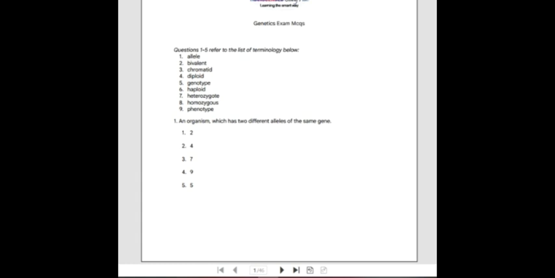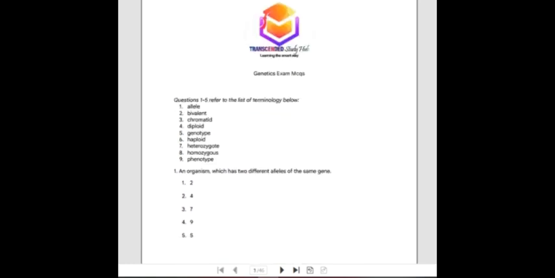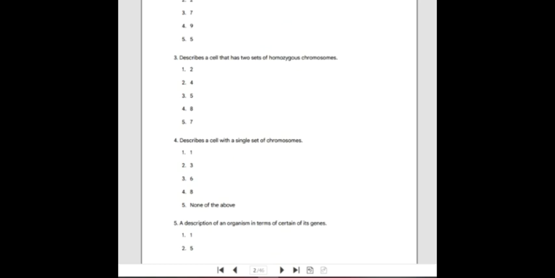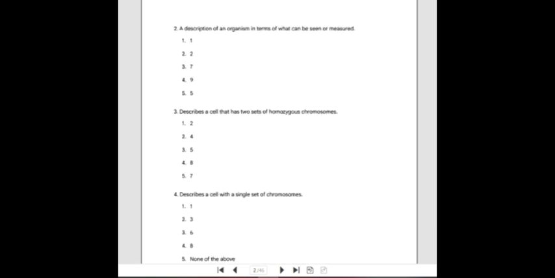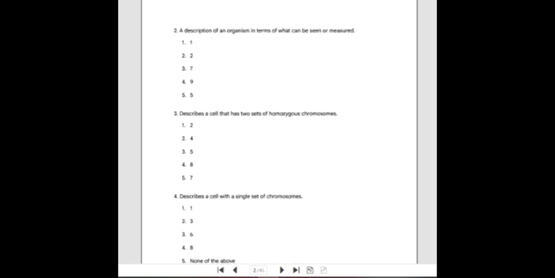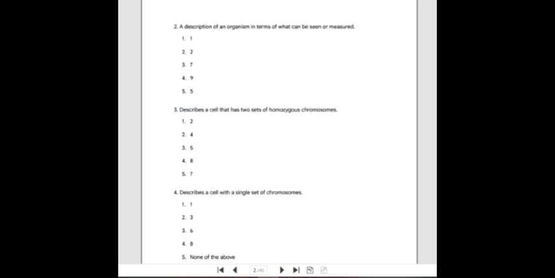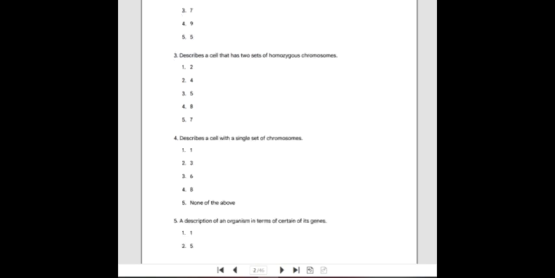Okay, then question 2 reads, a description of an organism in terms of what can be seen or measured is, 1 is the first option, 2 is the second option, 3 is the seventh option, 4 is 9, 5 is 5. So a description of what can actually be measured, the correct answer is phenotype. So a phenotype, that's option 9, like you can see over there. So our correct answer here is going to be option 9.